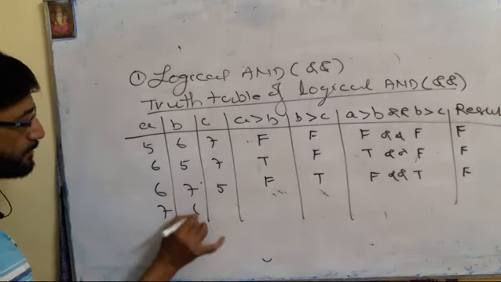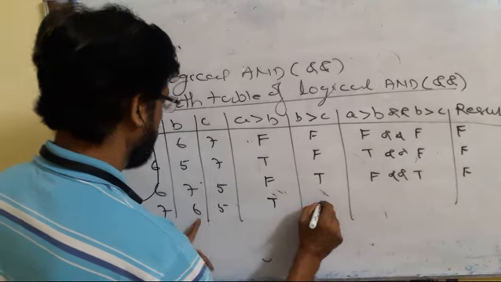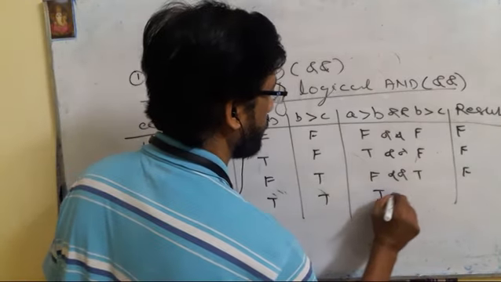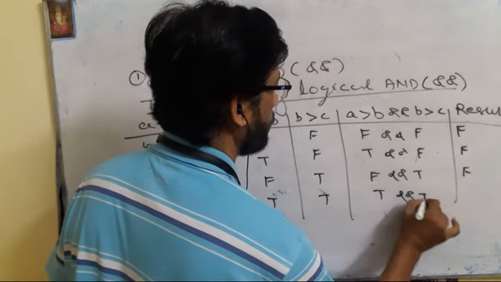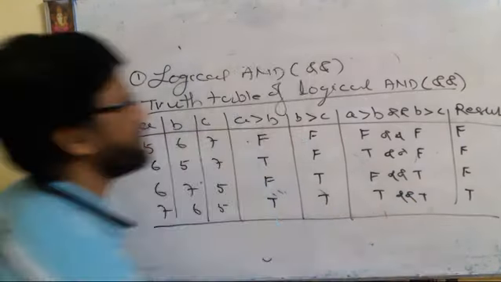Suppose this is 7, 6 and 5. 7 greater than 6, this is true. 6 greater than 5, this is also true. So true and true. True and true is true. So this is the truth table of logical AND.